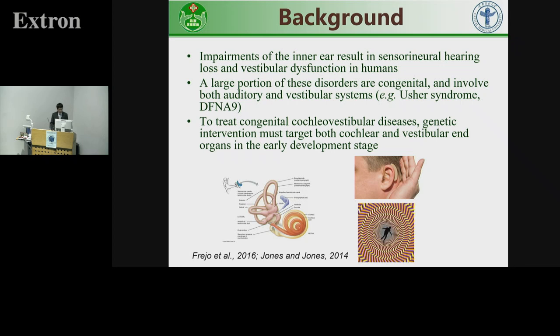So to treat those congenital cochlear vestibular diseases, genetic interventions must target both organs and in the earliest developmental stage. On the other hand, we know that the inner ear is relatively isolated from the temporal bone, and it's filled with endolymphatic and perilymphatic fluid. So it is an ideal target for local drug delivery, because when we inject the drug from one side of the inner ear, it may distribute to the other parts of the inner ear.